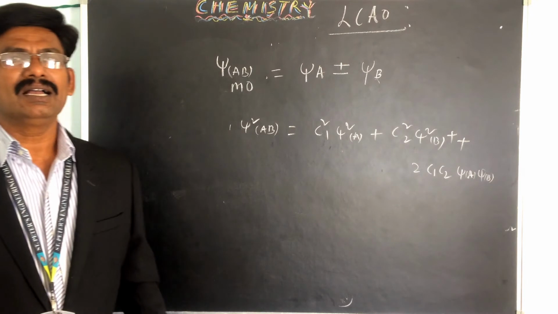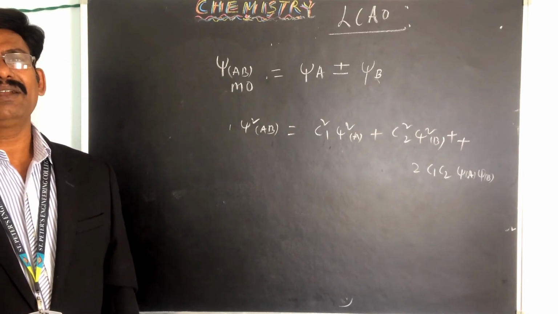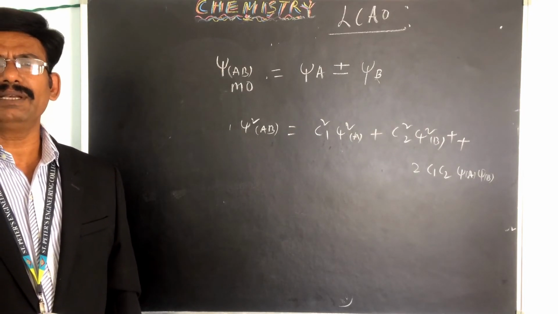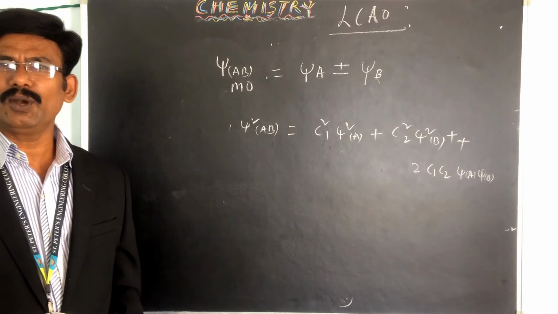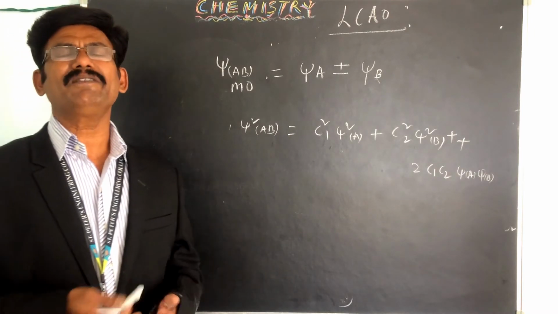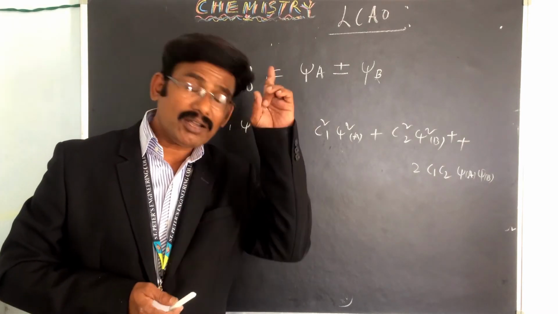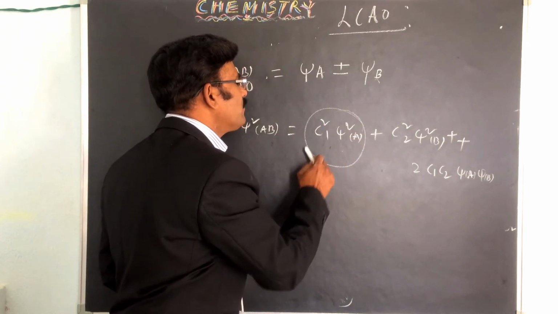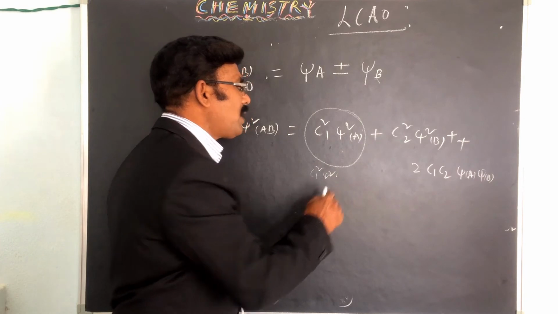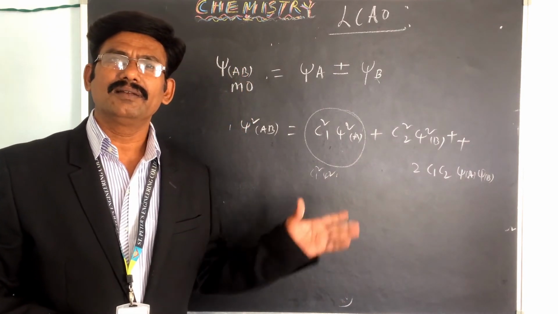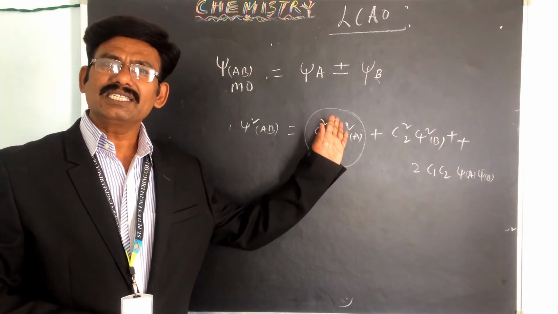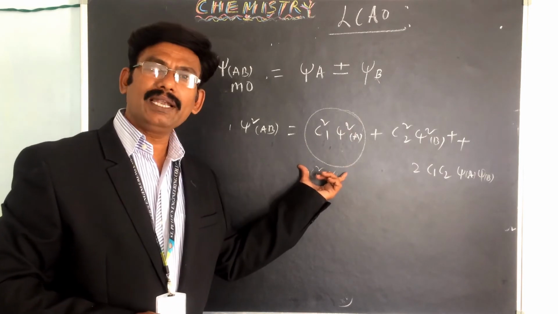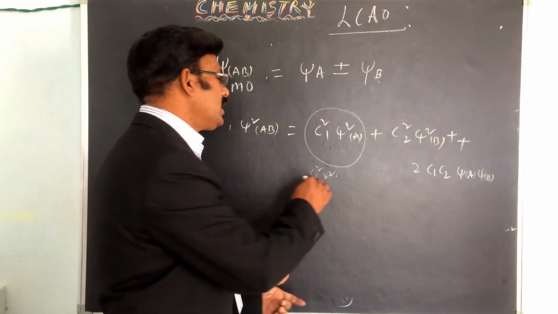But what about C square psi? What is meant by C square psi? Just before I told you, it is the probability of finding an electron on atom A. C1 square psi square is the probability of finding an electron, and C1 square is the probability of finding an electron on atom A.